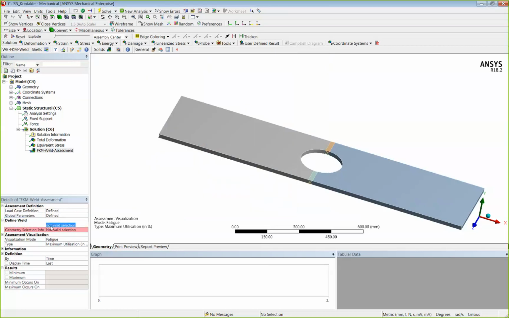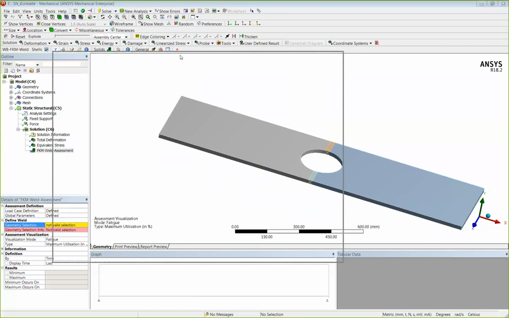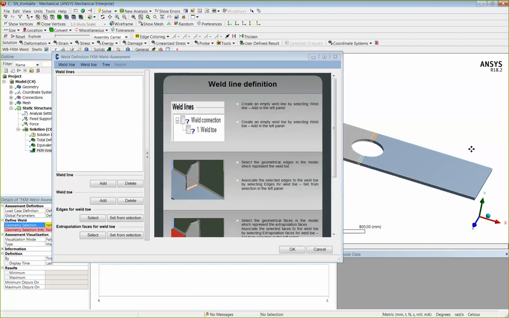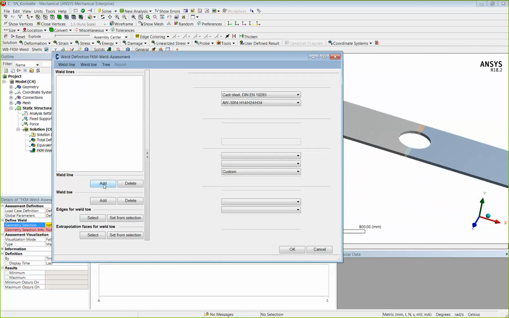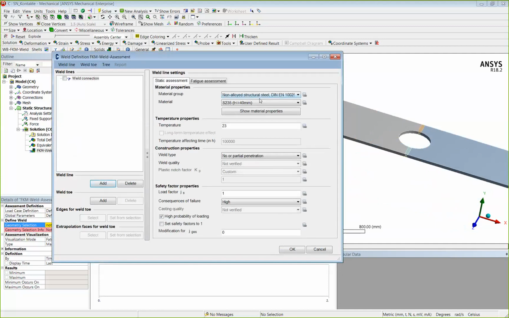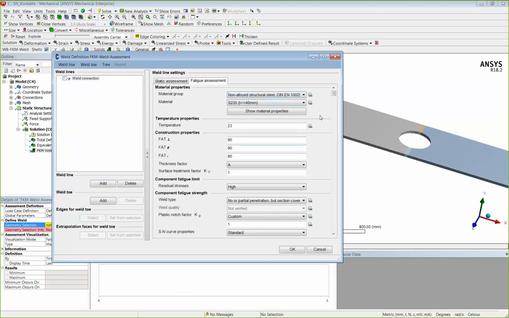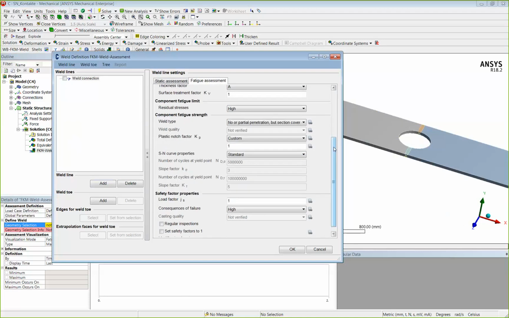And now I have to define my weld. Basically, there will be one type of weld, so I want one weld connection. I can say which is the material. Is it full penetration? In this case, I do not want to have a plastic multiplier. I can set my safety factors. I can set again my FAT classes. We again set the basic classes that are most likely.